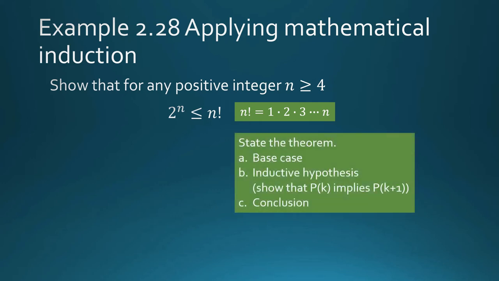This is the structure of a proof by mathematical induction. You state the theorem, you treat it like a proposition or a conjecture that needs to be proven. So you have 3 parts to your proof: the base case, the inductive hypothesis, and then you will make a conclusion. So again, you begin by stating the proposition. Let n be greater than or equal to 4, n a positive integer: 2 raised to n is less than or equal to n factorial. That is the proposition. We are going to prove it.